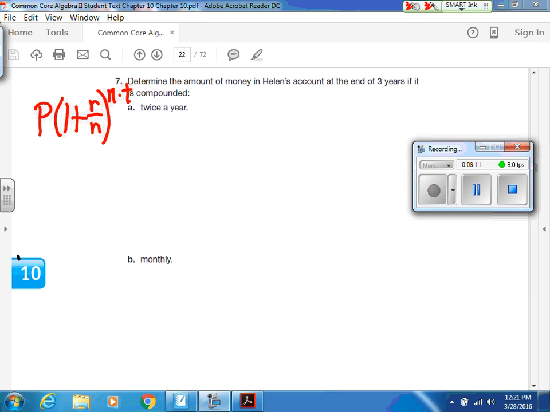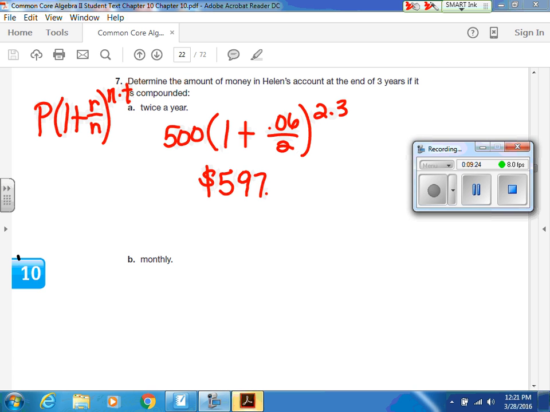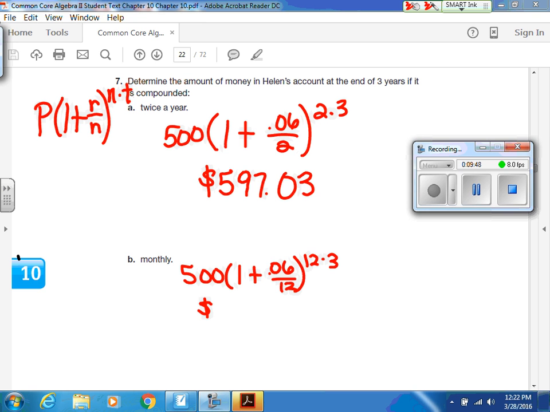Twice a year for 3 years. We start out with our 500. Twice a year for 3 years, and how much do we end up with? 597 and some change, right? Monthly, for 3 years. And how much money is that? 598 something, 98.34.